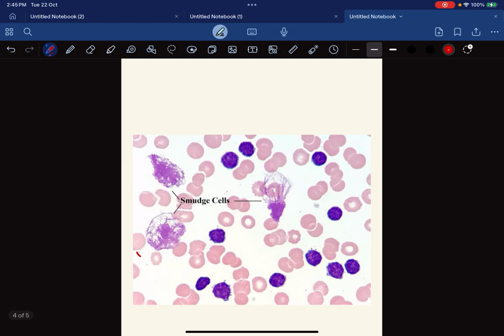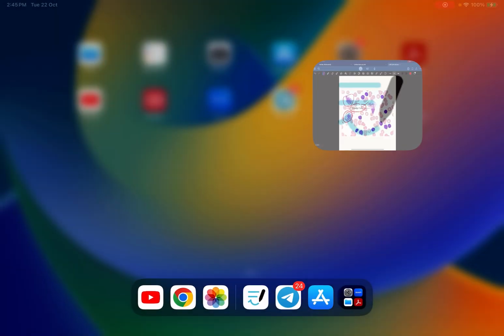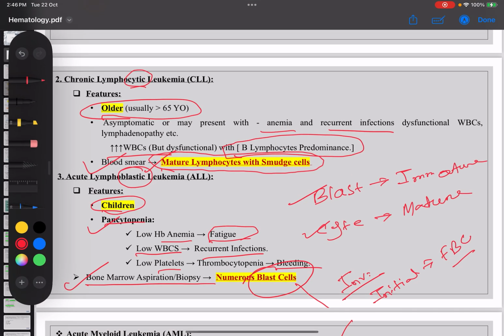And what is a smudge cell? Whenever you prepare a slide, some neutrophils or lymphocytes eventually get smashed. This smashed neutrophil or lymphocyte is called a smudge cell. So they are the smashed cells, and it is diagnostic for CLL.